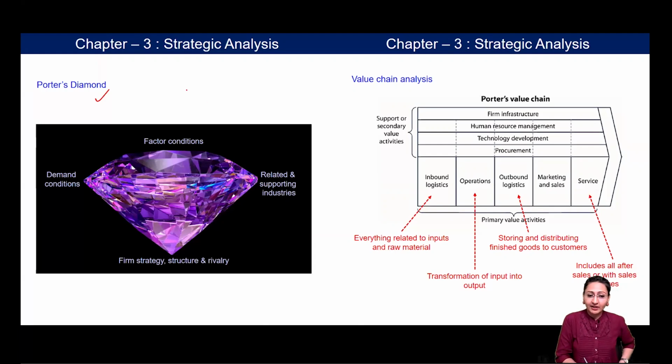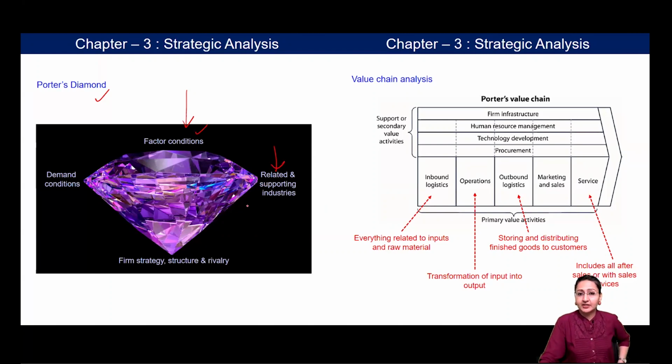There are 4 factors to it. Number 1, factor conditions. Factors of production. You need factors of production. Do you get cheap labor there? Do you get material easily? Is the raw material fairly priced? Is the labor very expensive there? These factor conditions can make a company more competitive, meaning more advantageous or less advantageous.